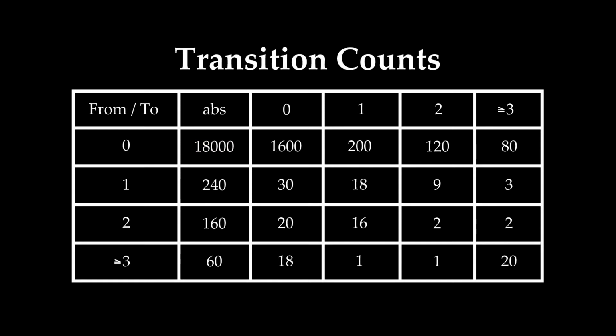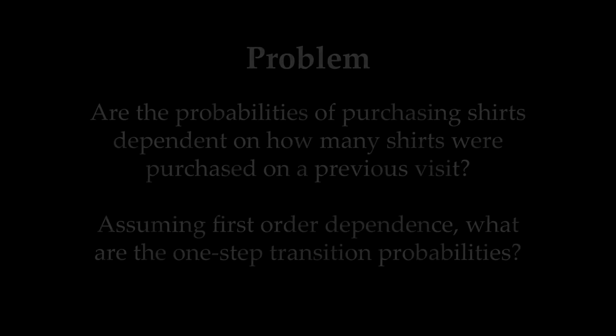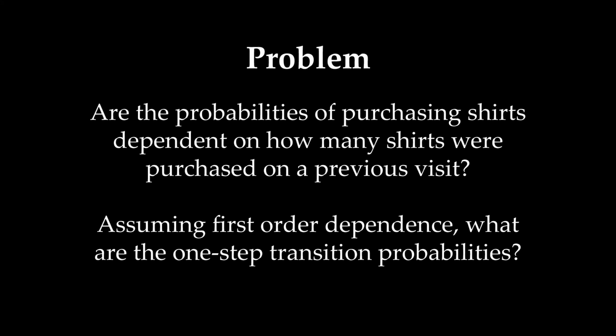The problem is to test whether the number of shirts a customer purchased on their previous visit to the CatchMe Running website significantly influences whether they will be a lost customer or the number of shirts they buy on this visit. If the test concludes that there is dependence, and it is assumed to be dependent on only the actions taken by the customer on their previous visit, and not on ones before that too, then what are the maximum likelihood estimates of these purchasing probabilities? Are the probabilities of purchasing shirts dependent on how many shirts were purchased on a previous visit? Assuming first-order dependence, what are the one-step transition probabilities?